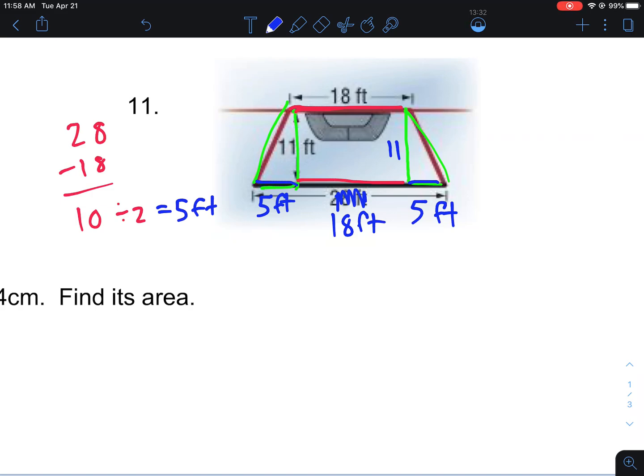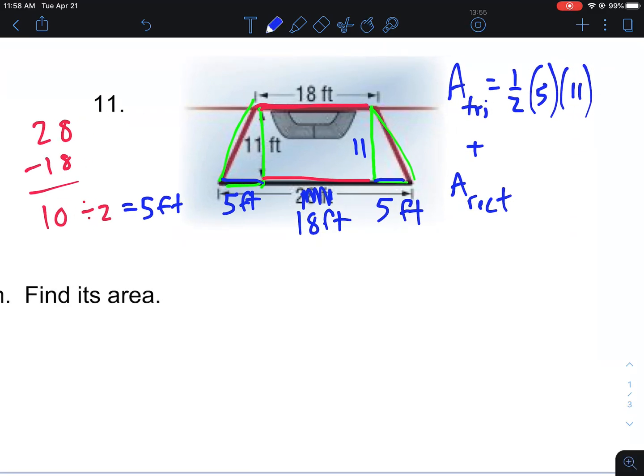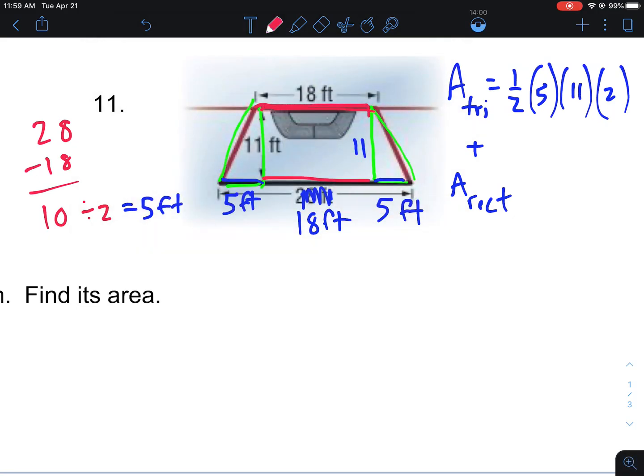So essentially what you're doing here is you're finding the area of a triangle, and then you're going to multiply that by 2 because there's 2 of them, and add that to the area of the rectangle. So the formula for a triangle is 1/2 times the base, which is 5, times the height, which is 11. But since there's 2 of them, we're going to write times 2. And the rectangle in the center is an 18 by 11. So that area of a rectangle is just length times width, or base times height. And we're going to add these 2 up.